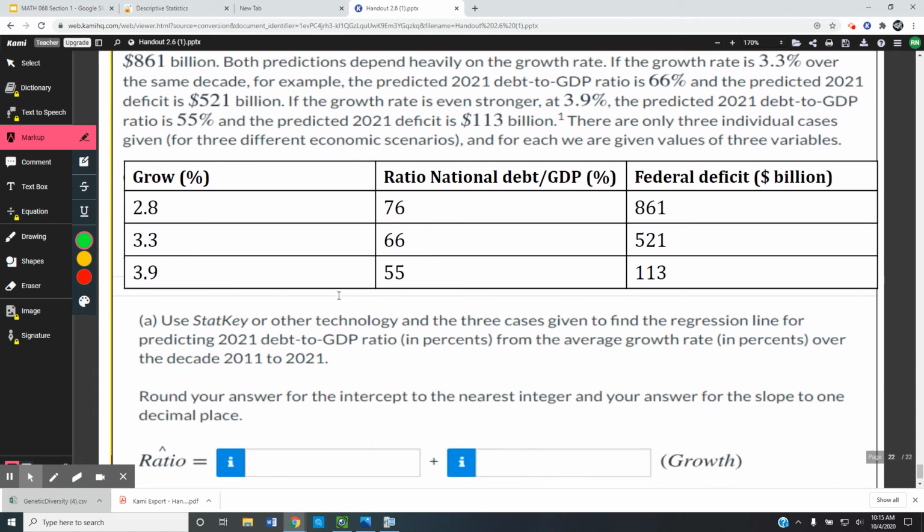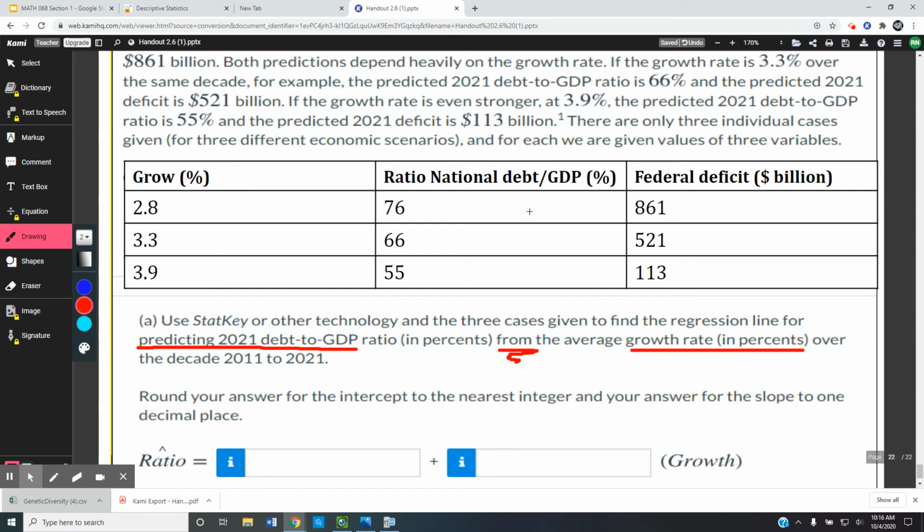The question says, use StatKey or other technologies of the 3 cases to find the regression line. Okay, so we want the regression line for predicting the GDP. Now notice that they're using the word predicting. I'm going to draw that. Predicting the GDP. So that's a Y value. From means my explanatory is about to happen, from the growth rate. Okay, so the growth rate has just become my X value.